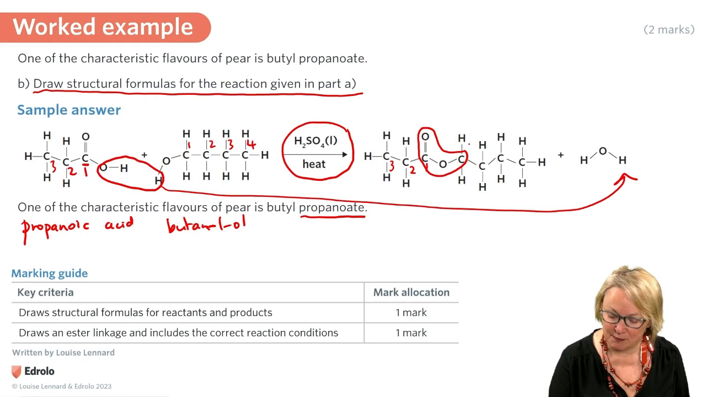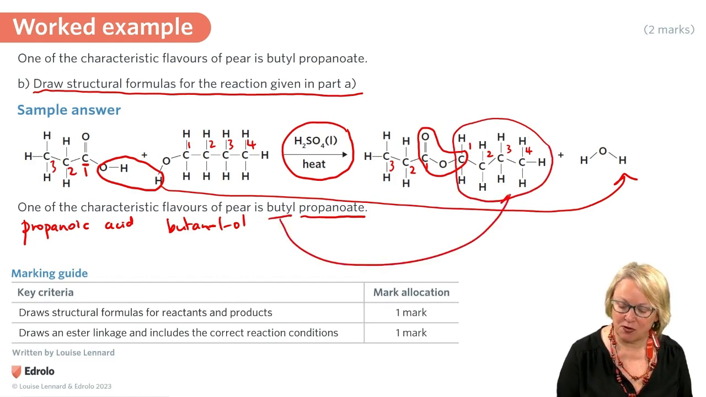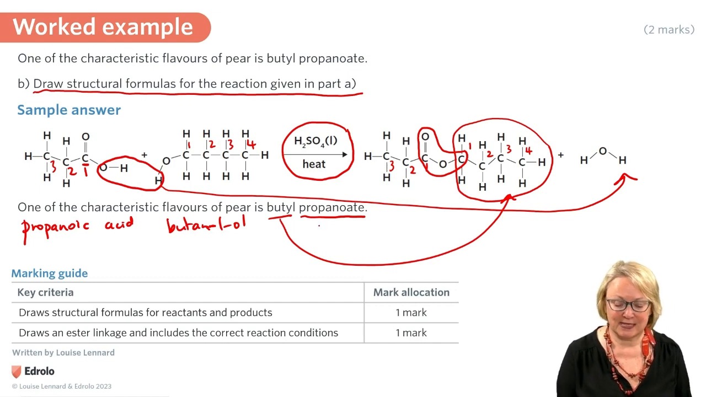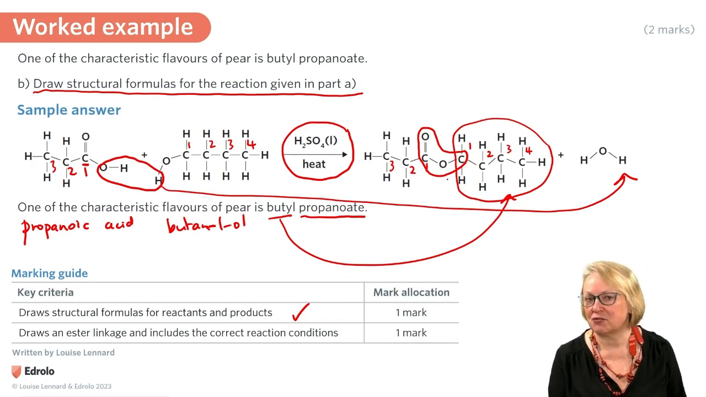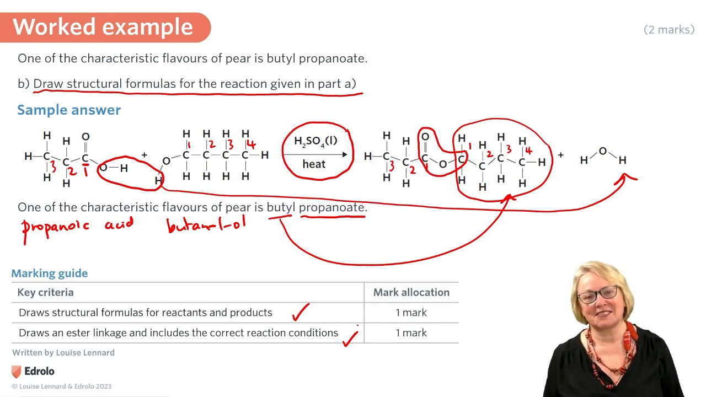That becomes carbon 1, 2, 3, and 4 here. So this part of the chain is the butyl, comes from butane-1-ol, and the other part of the chain that I've drawn on the left here is the propanoate. So we've got structural formulas for the reactants and products, but that's done. And we've drawn an ester linkage, which I've actually circled here. You don't have to do that. But we also have the correct reaction conditions. So that's the second mark.